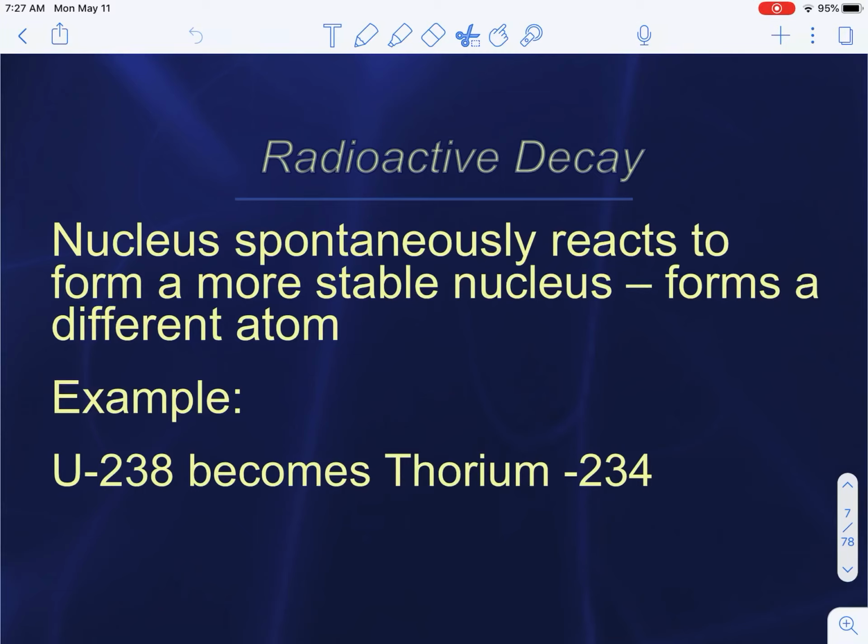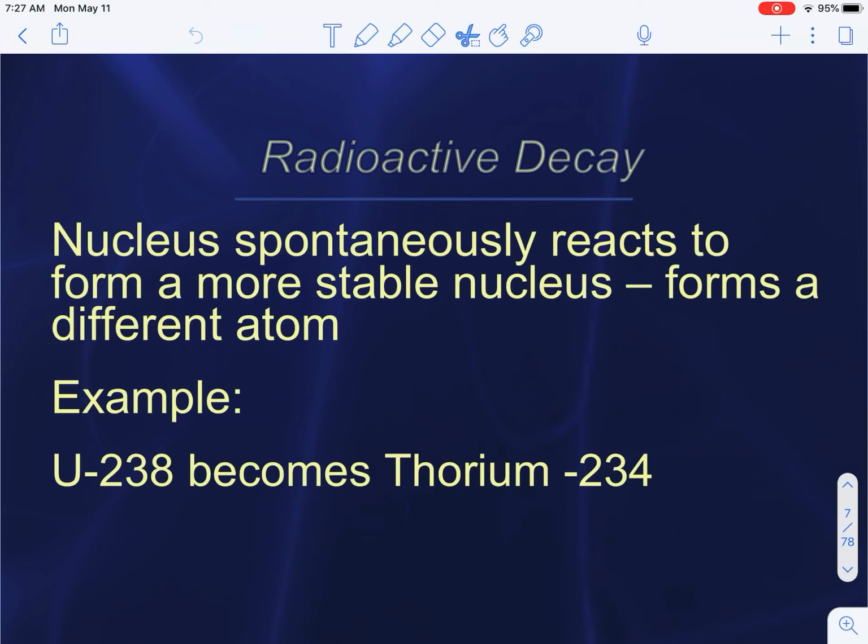Today we're going to talk a little bit about radioactive decay. So far we've learned that radioactive reactions occur in the nucleus, not the electrons. We talked about the band of stability and which atoms or isotopes are more likely to have a nuclear reaction and which ones are not. And today we're going to talk about how the nucleus spontaneously reacts to form a more stable nucleus and actually forms a different atom.